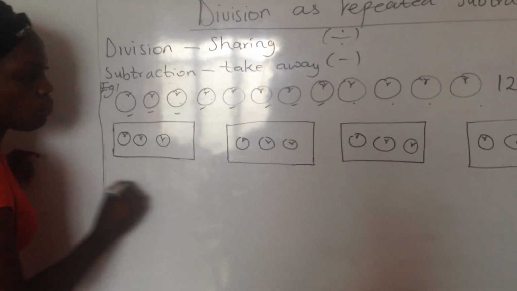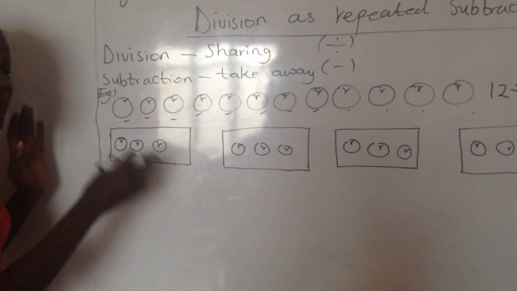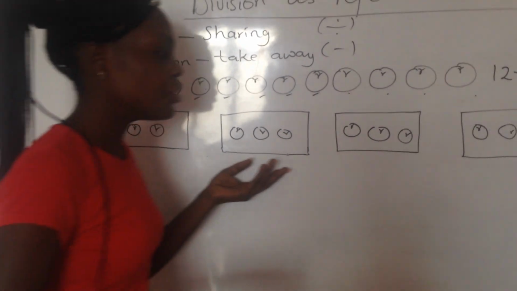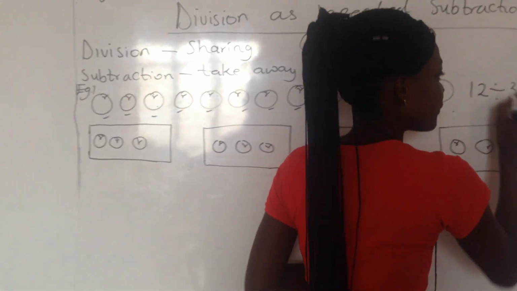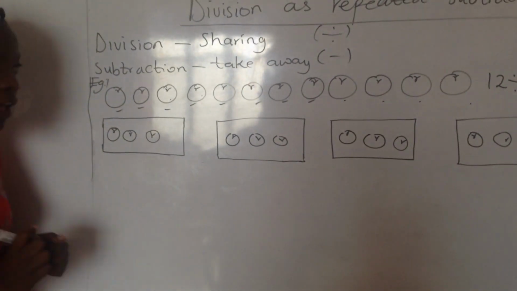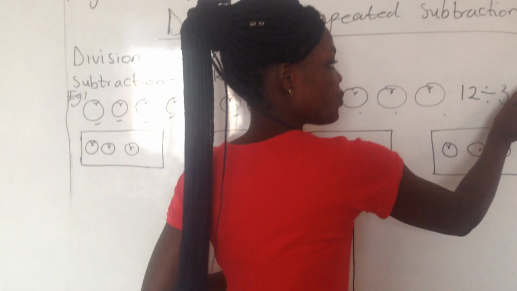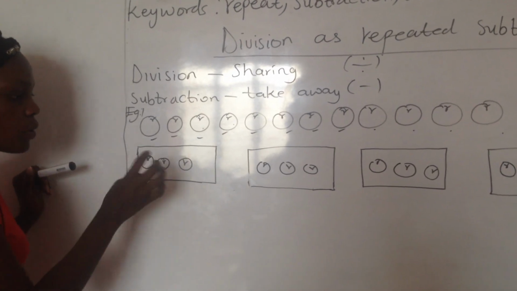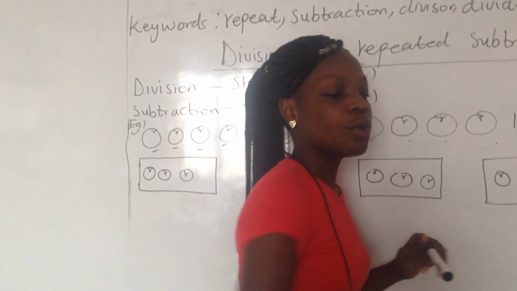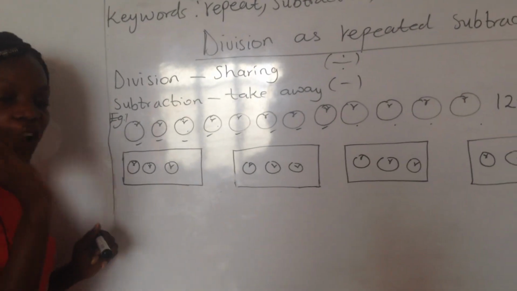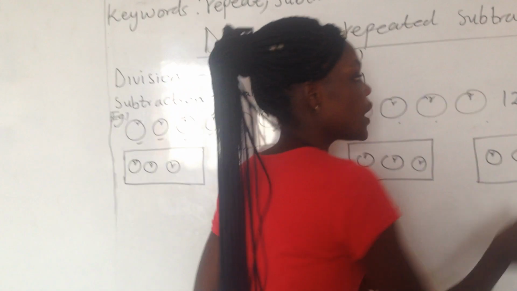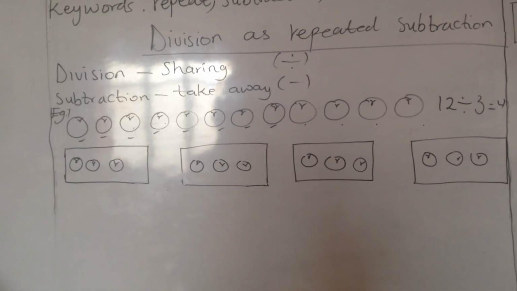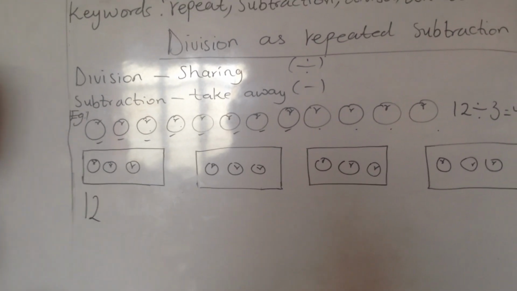Now, you've shared the oranges among these 4 groups. How many is in each box? 1, 2, 3. So each box has 3 oranges. This is our divisor. How many groups did we share the oranges to? 1, 2, 3, 4. So 12 divided by 3, you get 4.